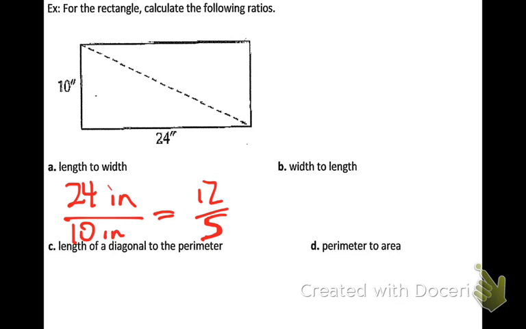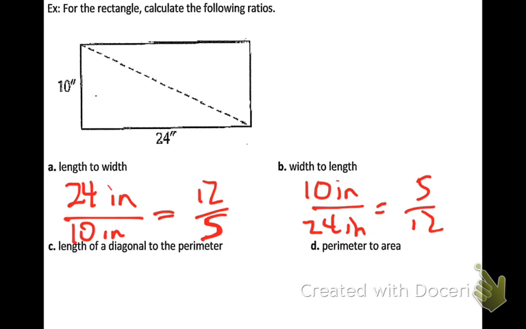What would be the ratio of width to length? 10 inches by 24 inches, which would reduce to 5 by 12. So we'd have 10 inches over 24 inches, which equals 5 over 12. All right. Now the ratio of the length of the diagonal to the perimeter. How would I find the length of the diagonal? Yeah, we do the Pythagorean theorem.